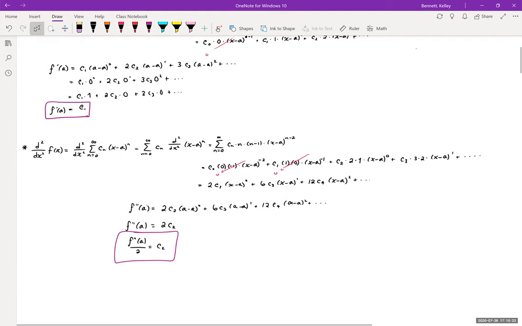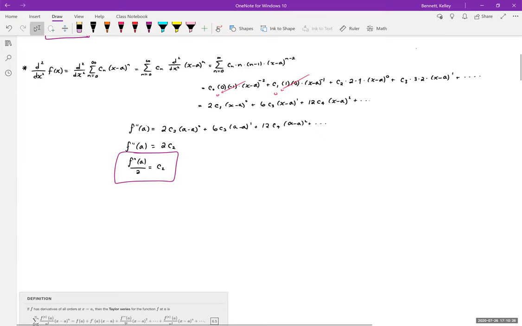So if you're very dedicated and you like to take the time, what you could find is that in general, the nth derivative evaluated at a, when you compare it to the power series, is n factorial times c sub n. Because every time I take the derivative, the first derivative I'm multiplying by n, then the second derivative it's n times n minus 1, then the third derivative is n times n minus 1 times n minus 2, et cetera, and so on and so forth. So it just becomes n factorial.